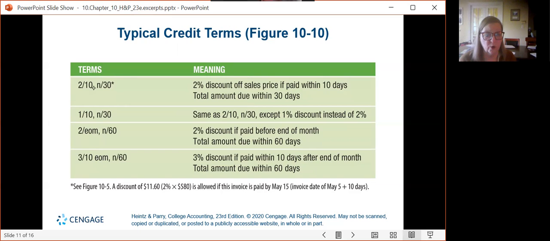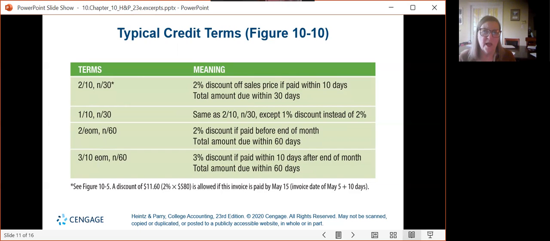So all these first ones that are before the first comma is the first option. And normally it's talking about here's an early payment discount I'm offering you. This is what the seller is telling the buyer. The seller always determines the terms, and the seller is the one making the offer.